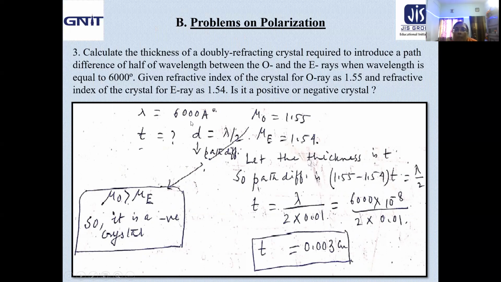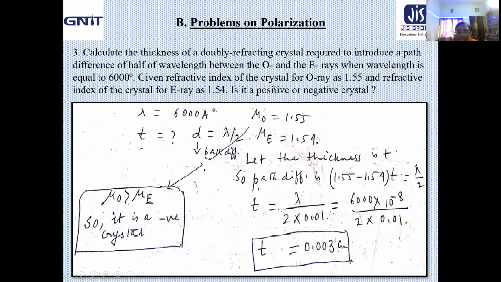Clear? Now, the refractive index of the crystal for O ray, because we already know that refractive index is always applied for a material medium, not for any light, but in the presence of a particular color, you may consider it. So the refractive index of the crystal for O ray is 1.55, and for E ray is 1.54. You are asked to find out the thickness. Also, it is asked whether it is a positive or a negative crystal.